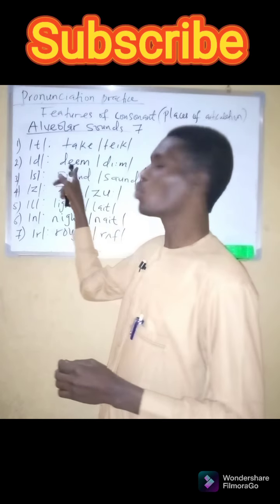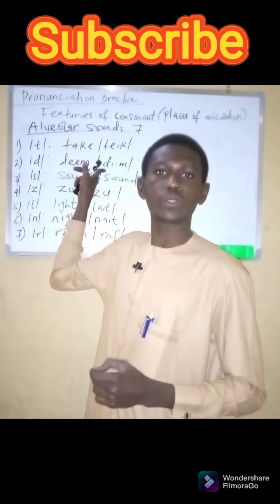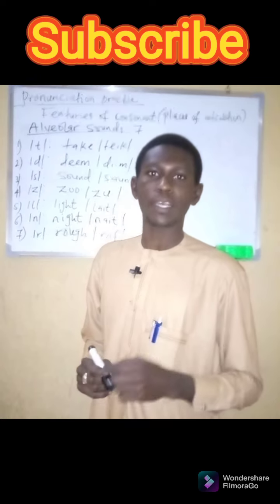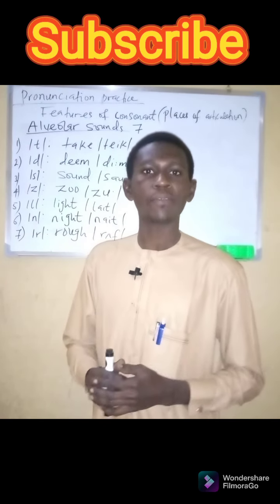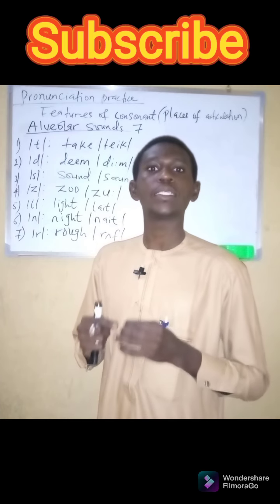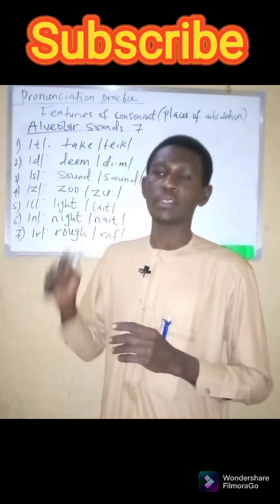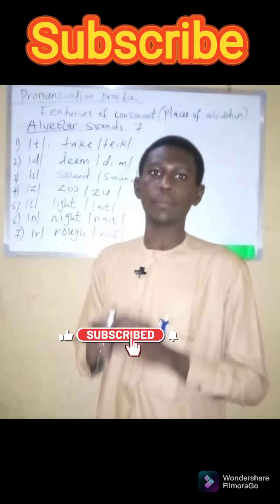Number 2, the word deem. We have the sound D, which is the sound in question. Then we have the long E sound and the M sound. So we have the transcription of the word deem. You prolong the pronunciation simply because of this long E sound. You cannot pronounce it as dim, but deem.